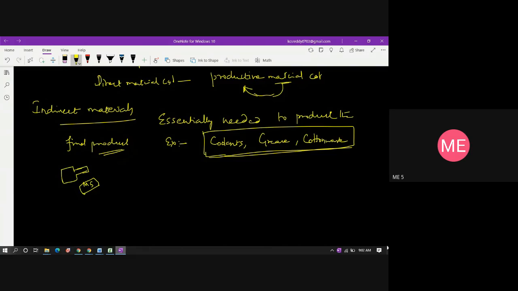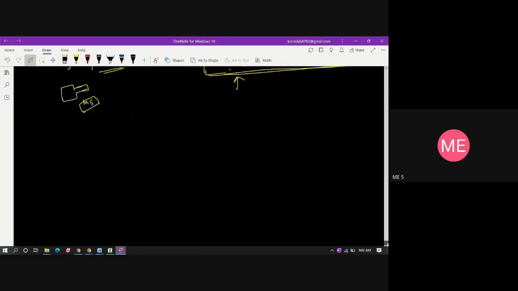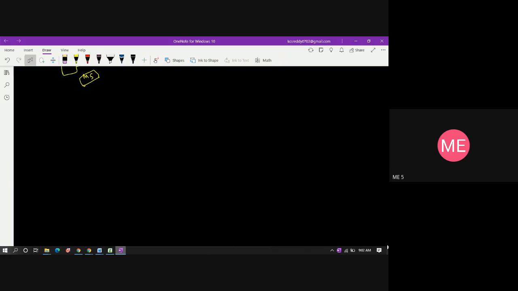And the cost associated with purchasing coolants, as well as purchasing grease, and as well as purchasing cotton waste, is called indirect materials cost. It is a material which is essentially needed so that we can produce the final product. So this is the indirect material cost. So now we have direct material cost. What is meant by direct material cost and what is meant by indirect material cost?